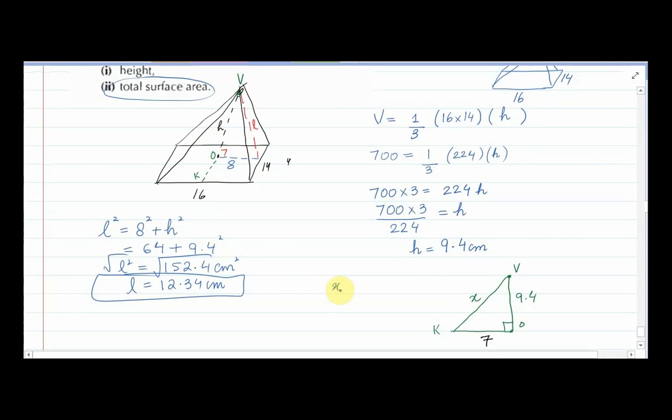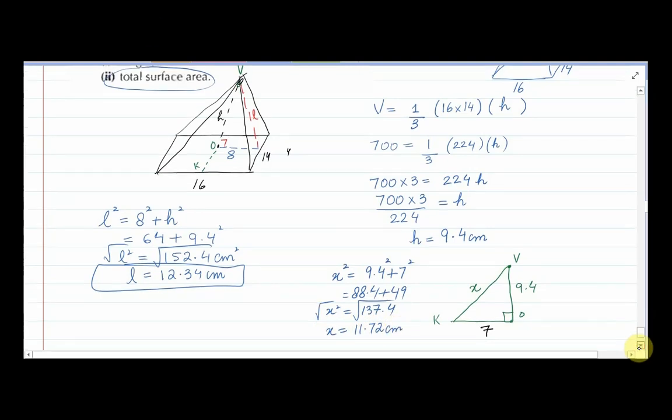It will be x square is equal to 9.4 square plus 7 square. So 9.4 square is 88.4, 7 square is 49. The sum is 137.4. It's x square. Applying root on both sides, it's 11.72 centimeter. Right?